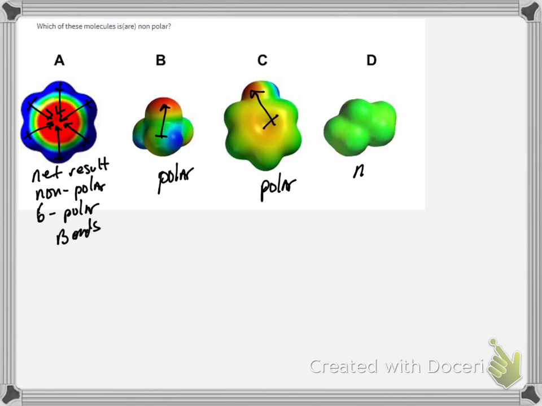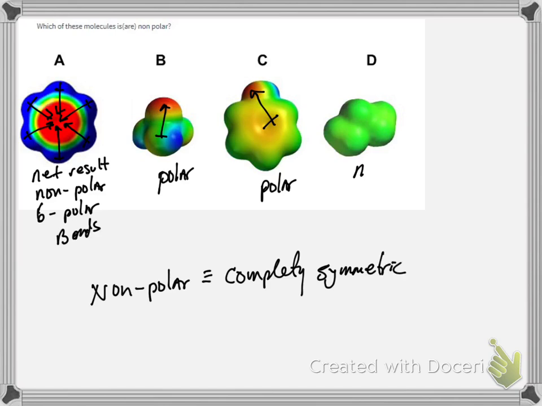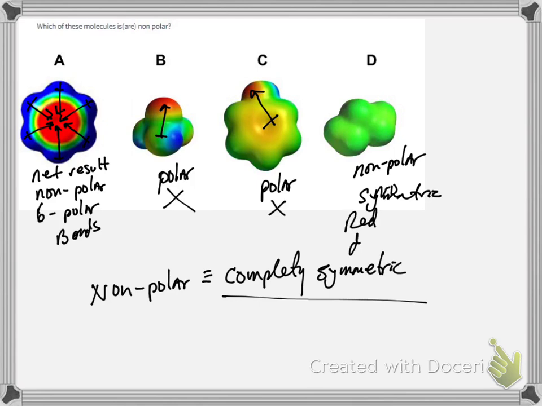So to be nonpolar, the main condition is, nonpolar means completely symmetric. And so without symmetry, this is not symmetric, not symmetric, this is symmetric. And so when we look at it, it's got to be nonpolar because of that symmetry. So that leads us to picking.